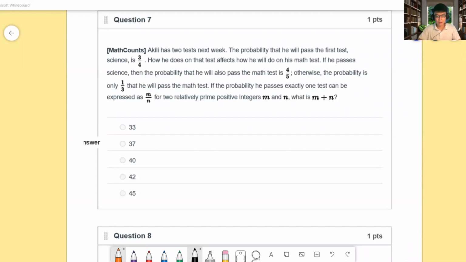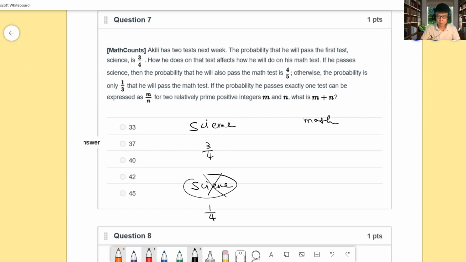Question 7. Kitty has 2 tests, science and mathematics. The probability of passing science is 3/4. In other words, the probability of failing science is 1/4. And also, the probability of passing mathematics depends on the result in science. If he passed the science, the probability of passing mathematics is 4/5. Otherwise, the probability is 1/3.